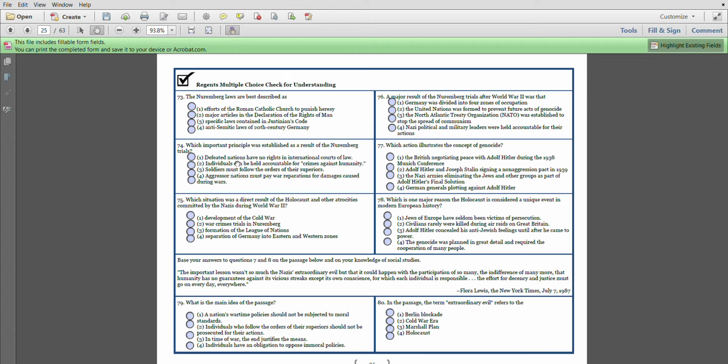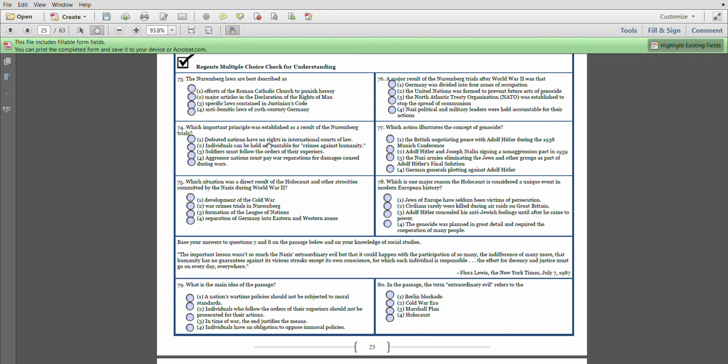74. Which important principle was established as a result of the Nuremberg trials? Defeated nations have no rights in international courts of law. Individuals can be held accountable for crimes against humanity. Soldiers must follow the orders of their superiors. Aggressor nations must pay war reparations for damages caused during wars.